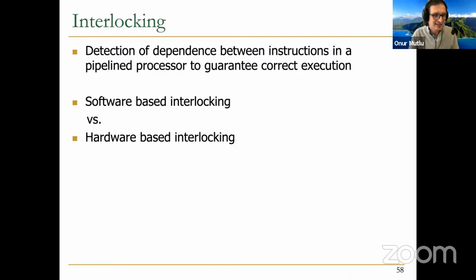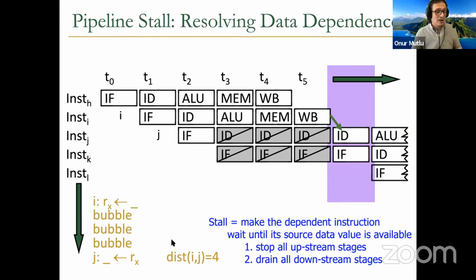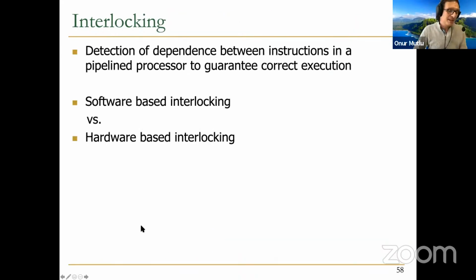Clearly, that's not a good thing. But if you can schedule the instructions in some order such that you can make use of these cycles that should be bubbles otherwise, that's great. Hardware-based interlocking is what I will show you in a little bit. Basically, hardware detects these dependencies and does the stall or does other things.